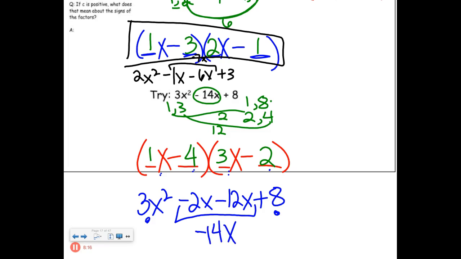All right, so this is essentially what we're doing today. I got 2 more problems. We'll do those together real quick, and then we are done.